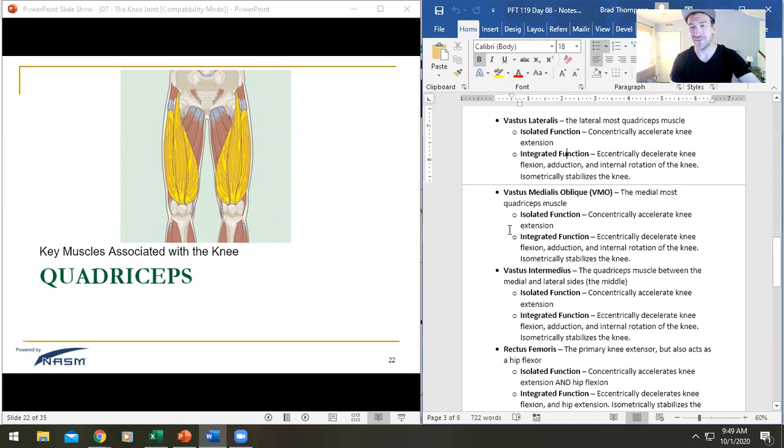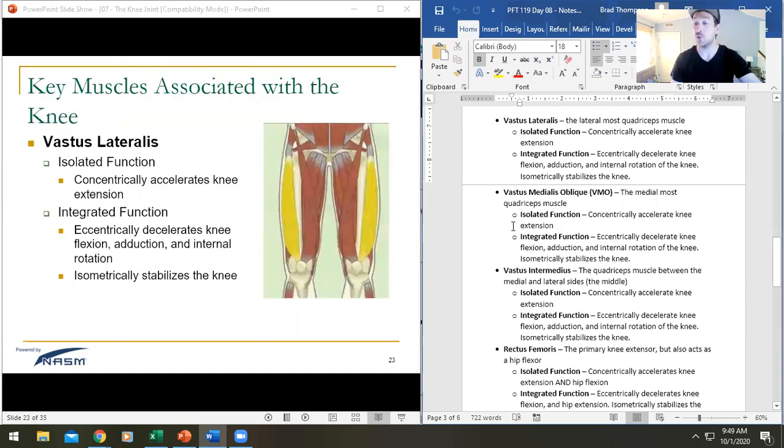Okay, your quadriceps are 4 muscles. That's why they're called the quadriceps, right? So we're going to see 4 separate muscles here. You're going to have 3 vasti muscles, and you're going to have 1 extra muscle, which is your rectus femoris. That's sort of the king of quads.